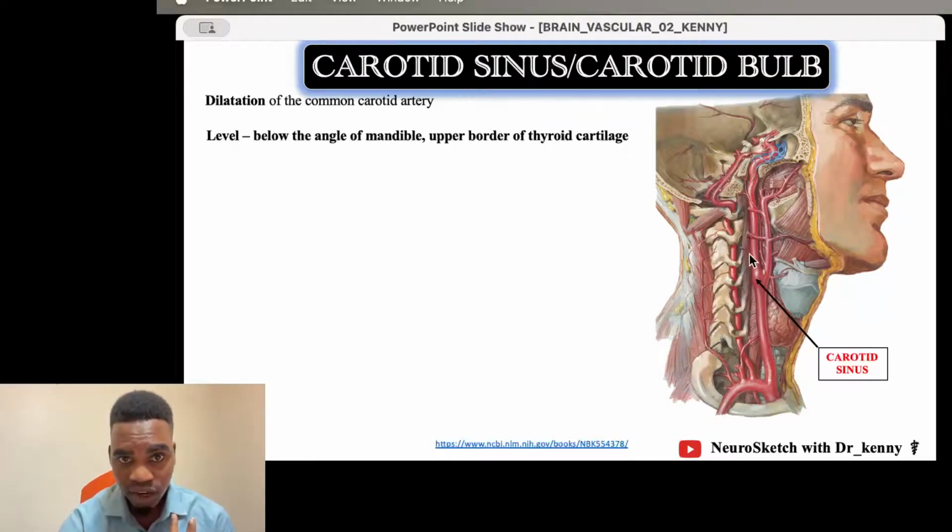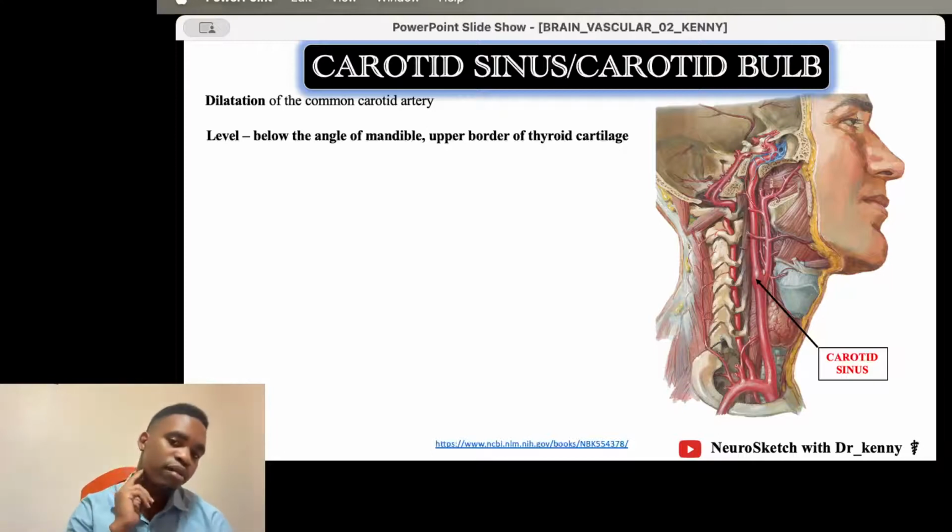So this is the internal carotid artery. The dilatation starts from somewhere here in the common carotid artery, and then it extends on the side of the internal carotid artery. This dilatation is what we call the carotid sinus. The carotid sinus is that dilatation, which also corresponds to the angle of the mandible, somewhere around here.